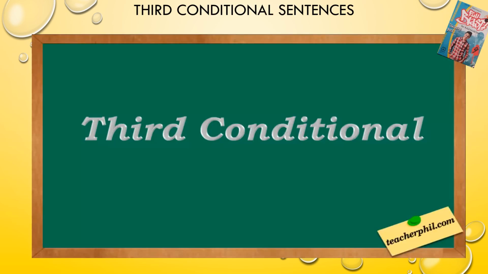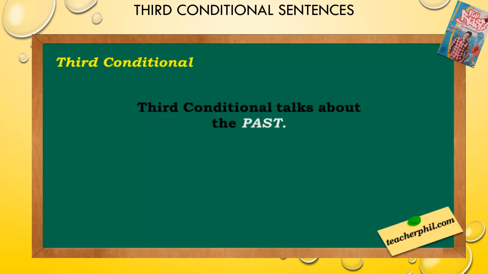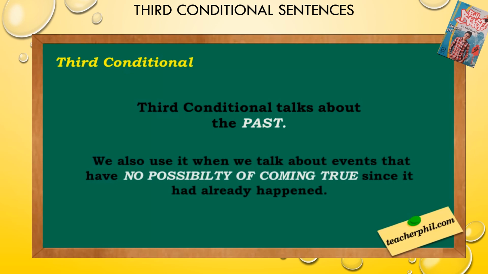Third conditional. Third conditional talks about the past. We no longer talk about future events here, as we did with first and second conditionals. We also use third conditional when we talk about events that have no possibility of coming true since they had already happened. It is as simple as, we can't change what has been done.